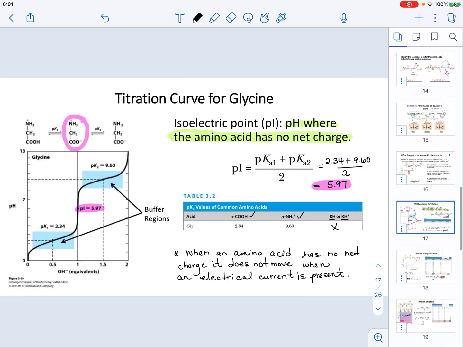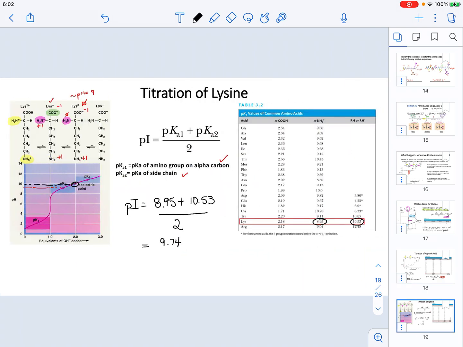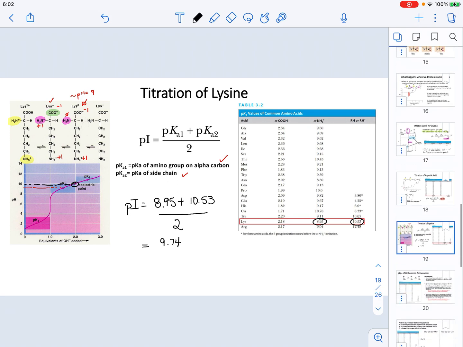So to review, if you have an amino acid that has no pKa for the side chain, then understand that the calculation that you're going to be utilizing is the same equation that we use for glycine. If you have acidic amino acids like aspartic acid and glutamic acid, the following equation for the PI is going to be utilized. And lastly, if you have a specific amino acid that is basic like lysine, arginine, or histidine, this is the equation that you utilize for the PI.